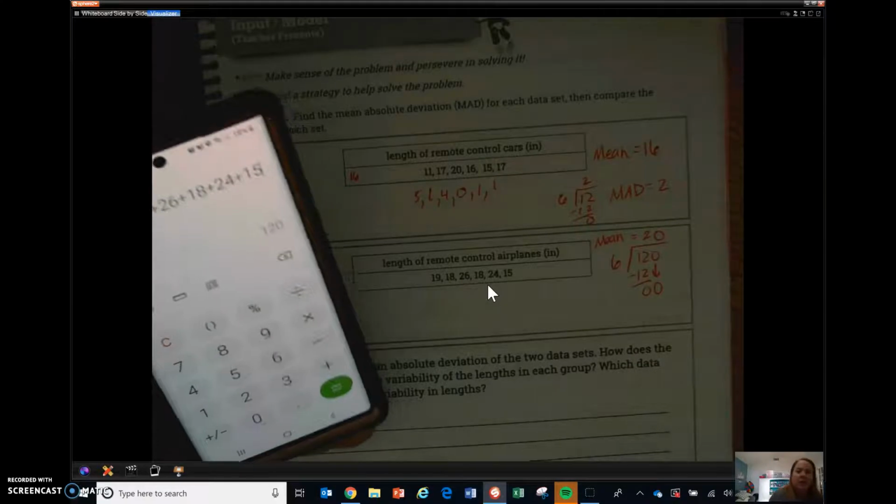6 goes into 0 0 times. So the mean equals 20. So now we have to find out what the difference of each one of these is from 20. So 20 minus 19 is 1. 20 minus 18 is 2. 26 minus 20 is 6. 20 minus 18 is 2.